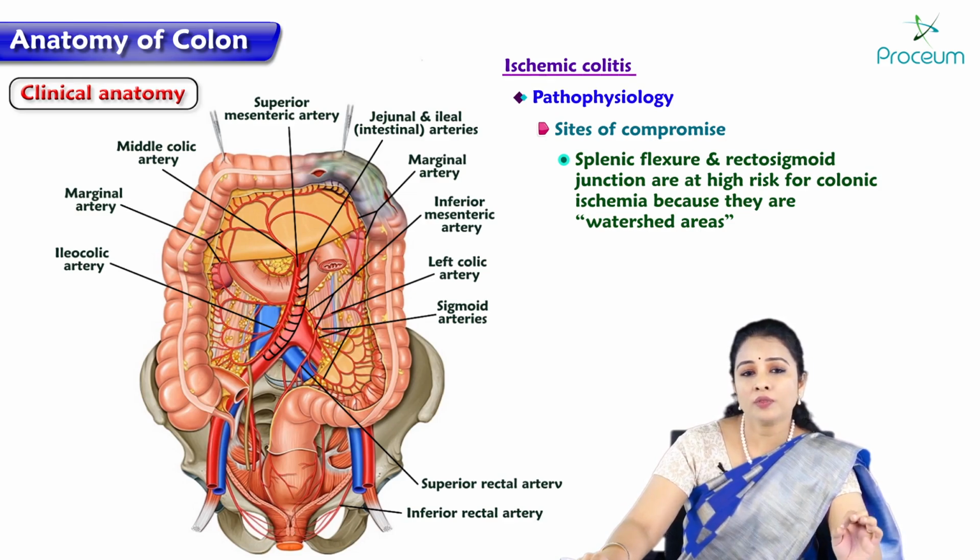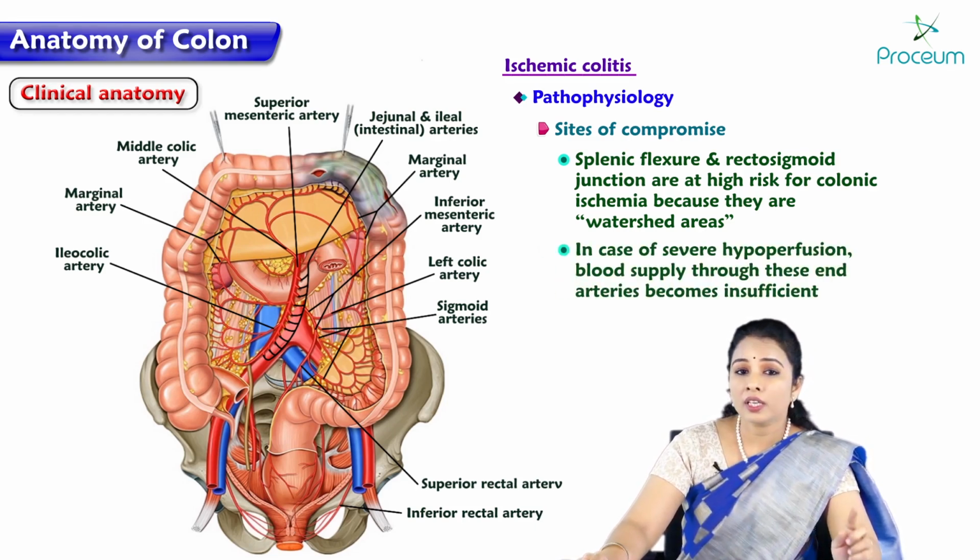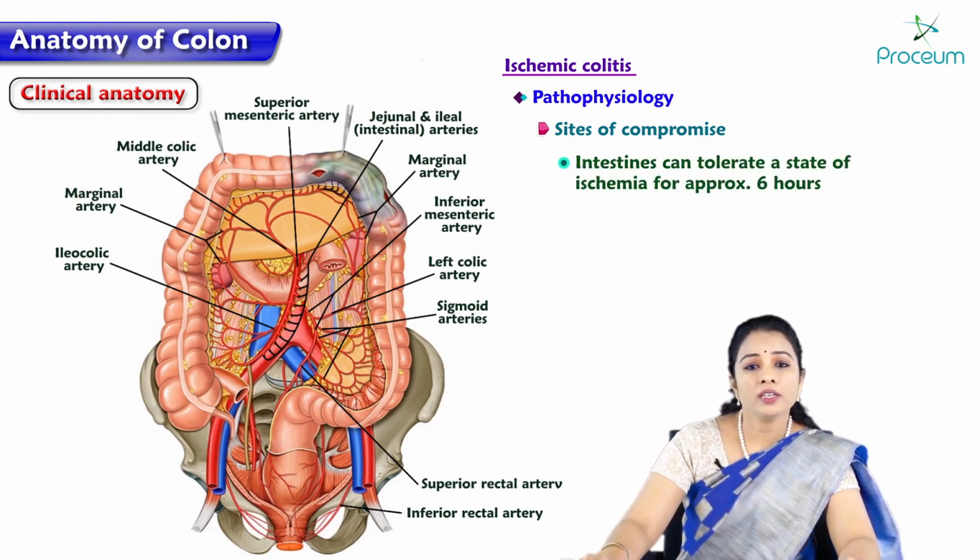So, these are the sites of compromise, that is the splenic flexure of the colon and the recto-sigmoid junction, which are at high risk for colic ischemia because they are the watershed areas. These areas receive dual blood supply from the distal branches of large arteries, that is the superior mesenteric and inferior mesenteric arteries. So, in cases of severe hypoperfusion, blood supply through these end arteries becomes insufficient, leading to ischemia. Intestines can tolerate a state of ischemia for approximately 6 hours.